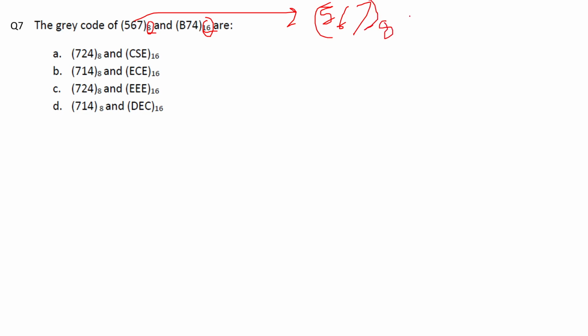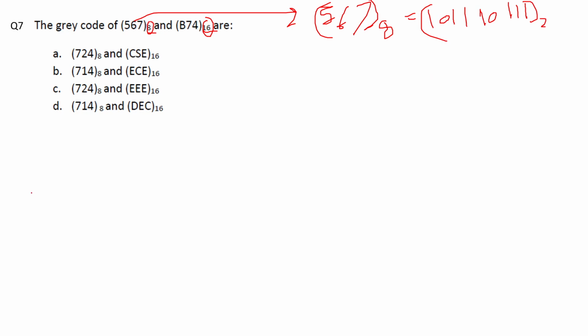This 567 is in octal, so octal to binary, you know how we convert. We'll take one digit and write its 3-bit equivalent. So 7, its 3-bit equivalent is 1 1 1. Then 6, 4 plus 2 is 6, so 1 1 0. And 5 is 1 0 1, right? This is its binary form.